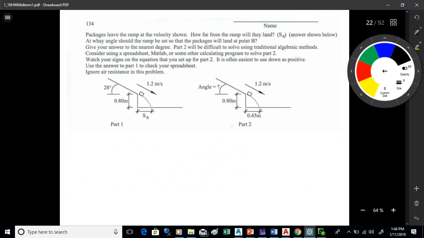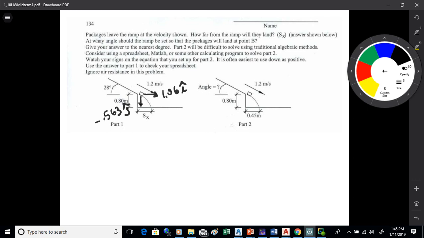Okay, this one's a little bit interesting. This has 2 parts. So what you're going to want to do is break this thing up into components. That's going to be the first step. So we're going to want to know how far out this thing hits the ground. So when I break it up into components, I get 1.06 i, and I get negative 0.563 j. Those are the components of that velocity with the 28-degree angle.